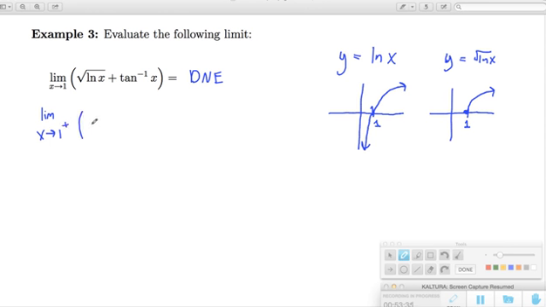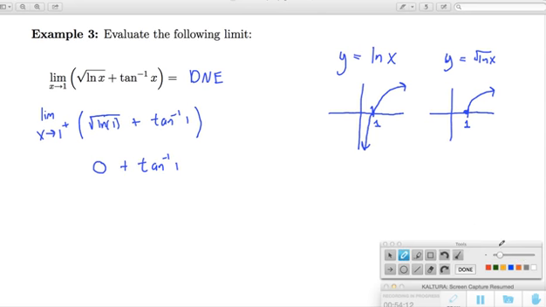Well, in this situation, you'd be getting square root of natural log of 1 plus arctan of 1. Well, natural log of 1 is just equal to a y value of 0. So that first part, natural log of 1 is just 0. Take the square root of 0, you just get 0. And then from there, you're adding on arctan of 1.